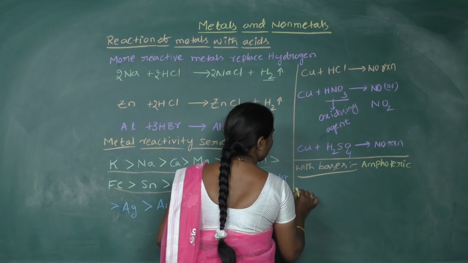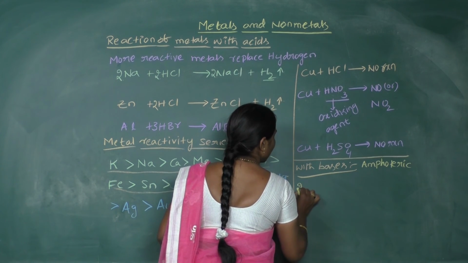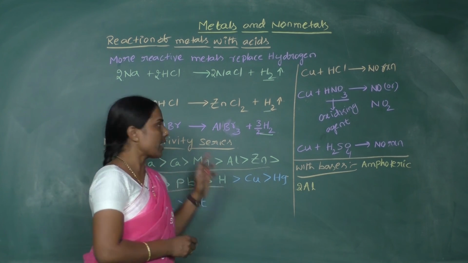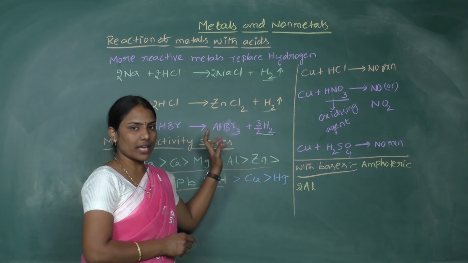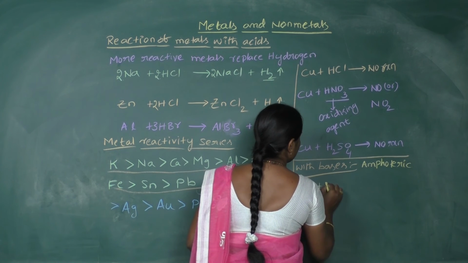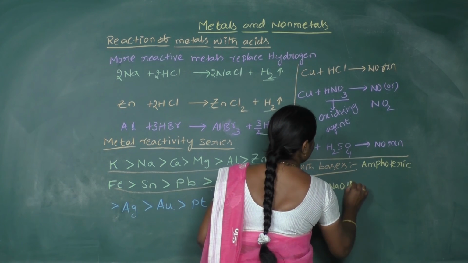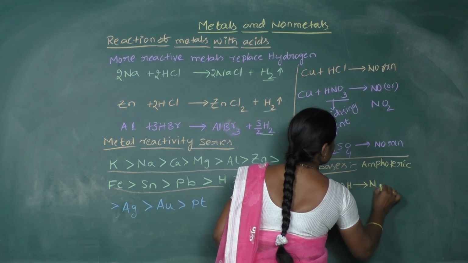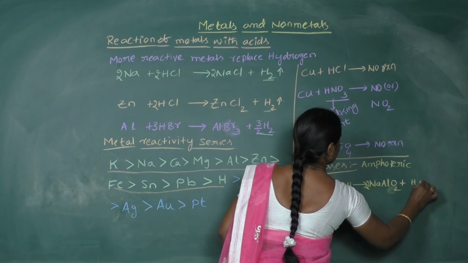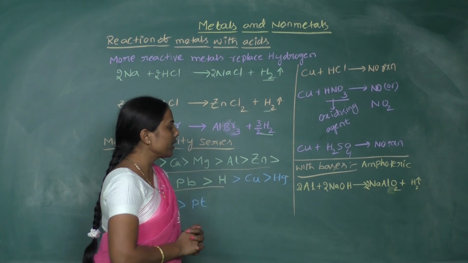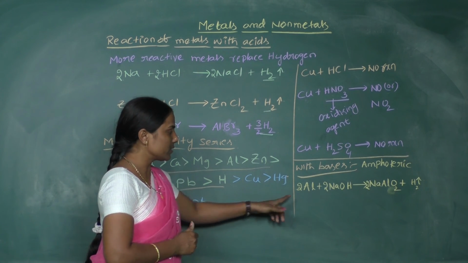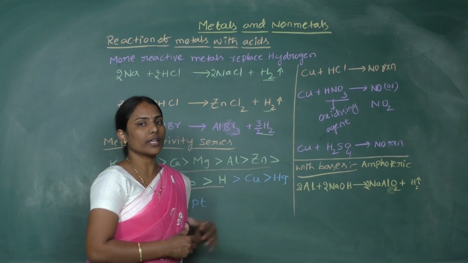For that, one example we will take is aluminium. We already know that aluminium can react with the acid. It can replace hydrogen from its compounds to form its corresponding chloride or bromide. Now the same we will take with base. So aluminium, if it reacts with base, gives sodium aluminate. So this aluminium can react with acid as well as with base, and hence we call aluminium an amphoteric metal.